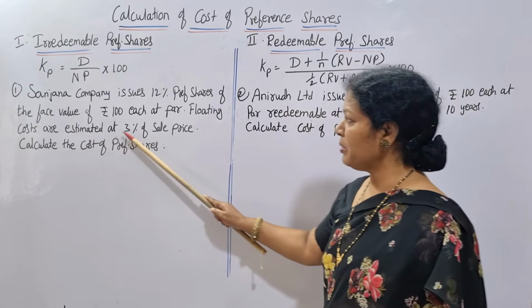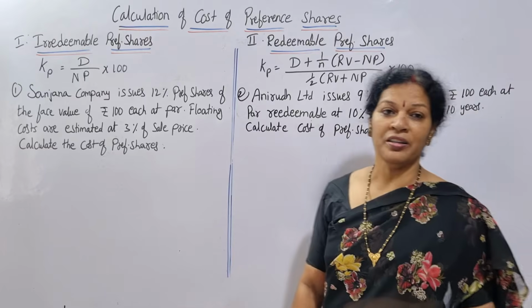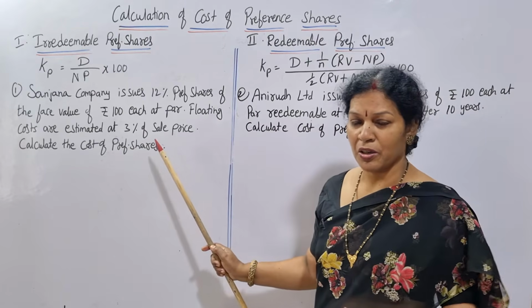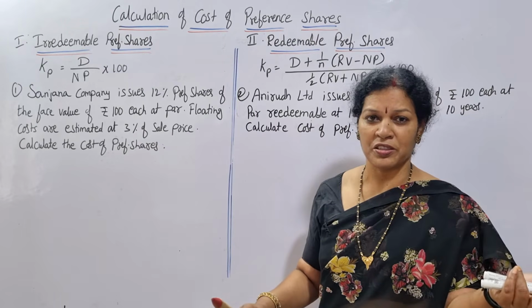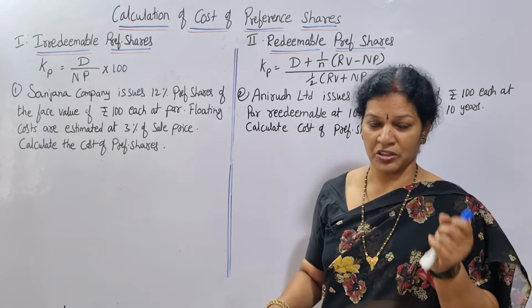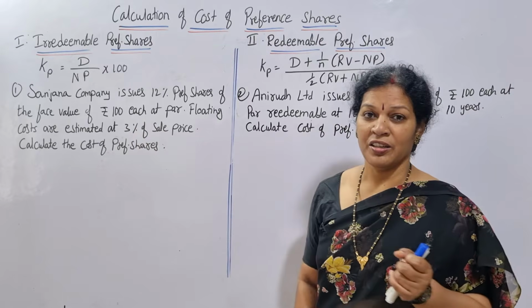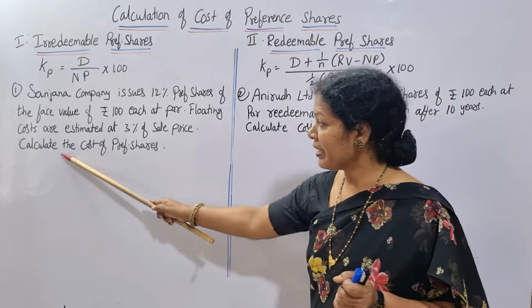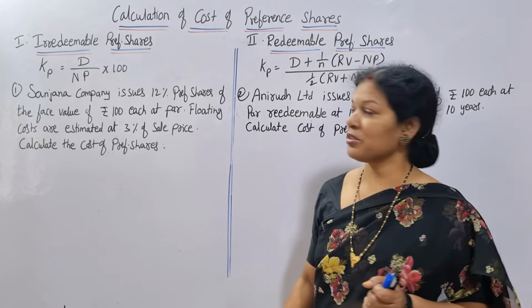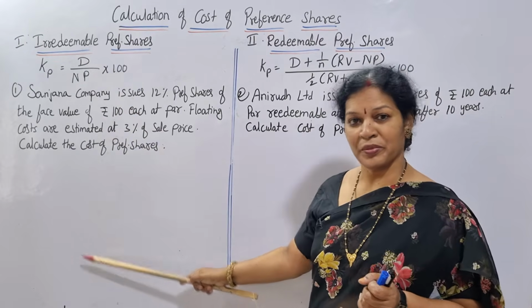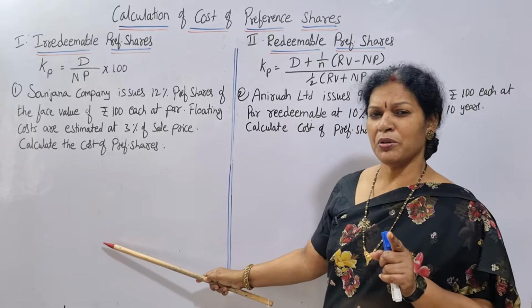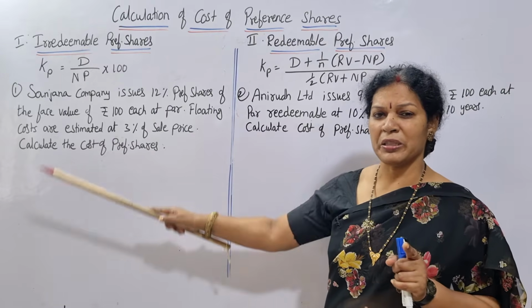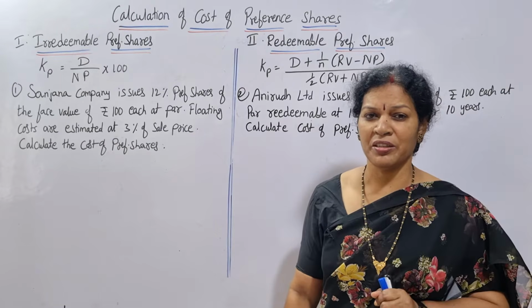Floatation costs are estimated at 3% of the sale price. Floatation charges means expenses. For issuing of these shares, 3% is the floatation charges. Calculate the cost of preference shares. We know the formula. What kind of problem is this? In this problem, no maturity date is given.